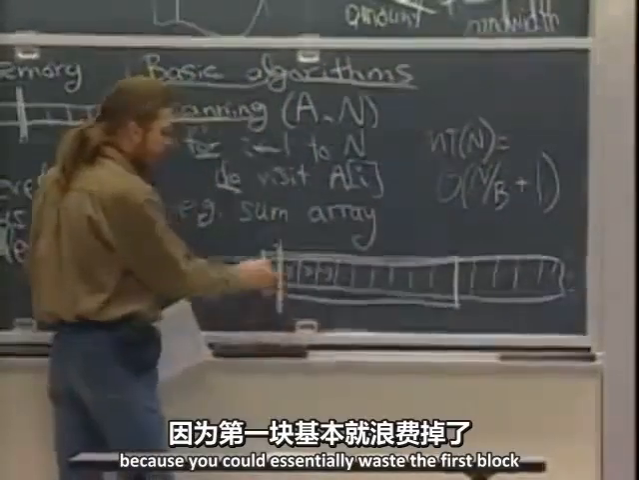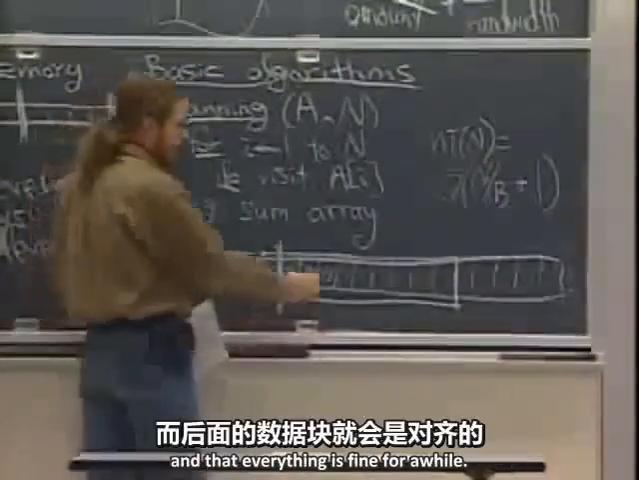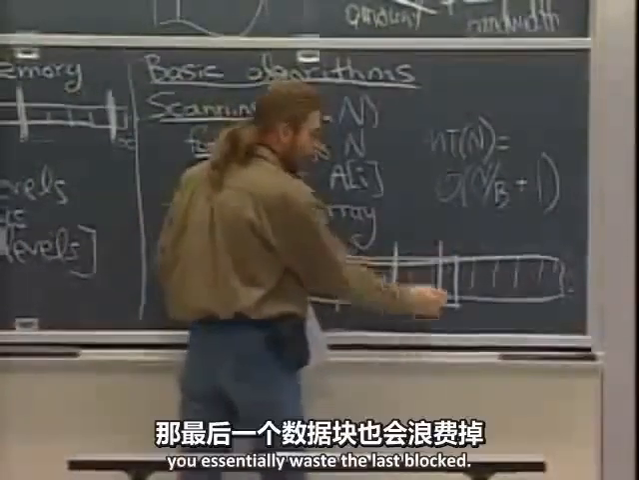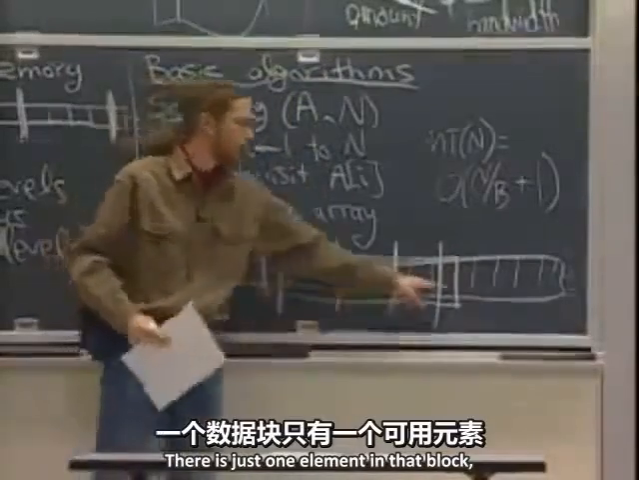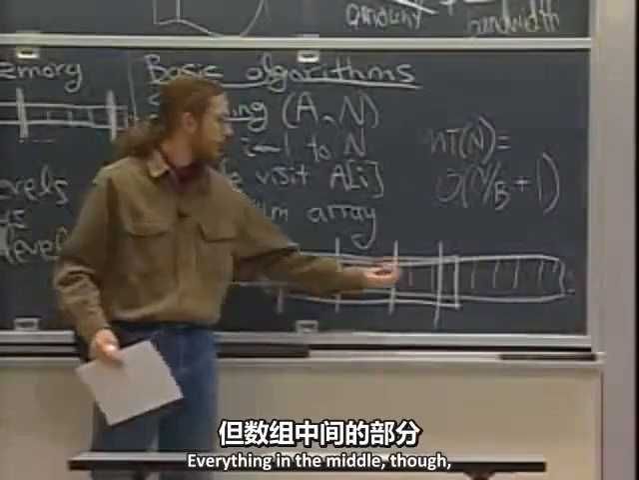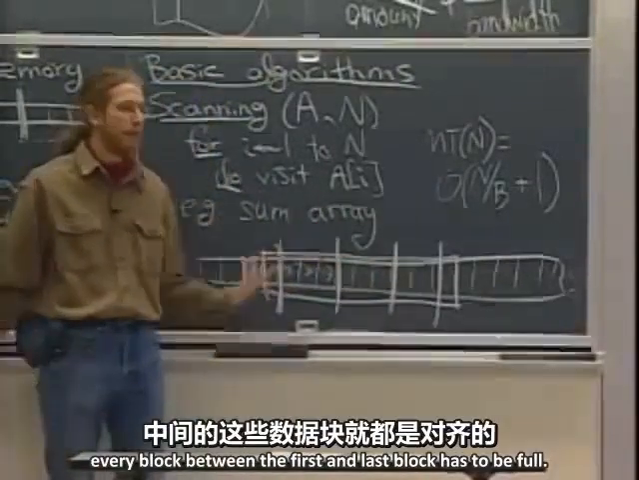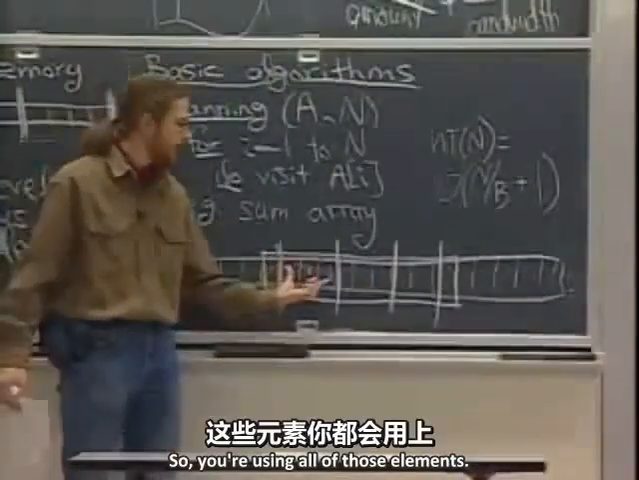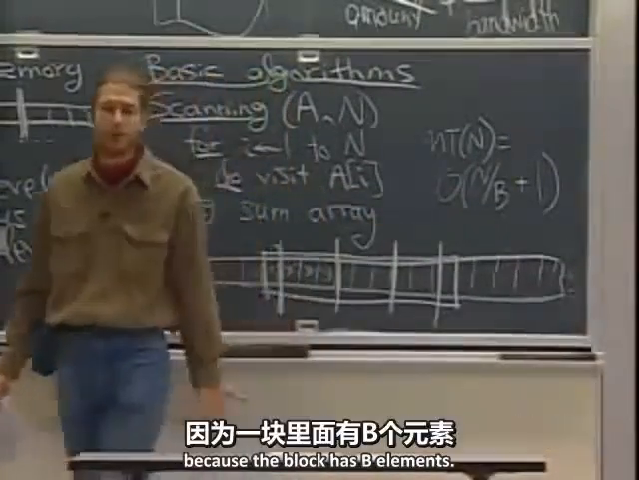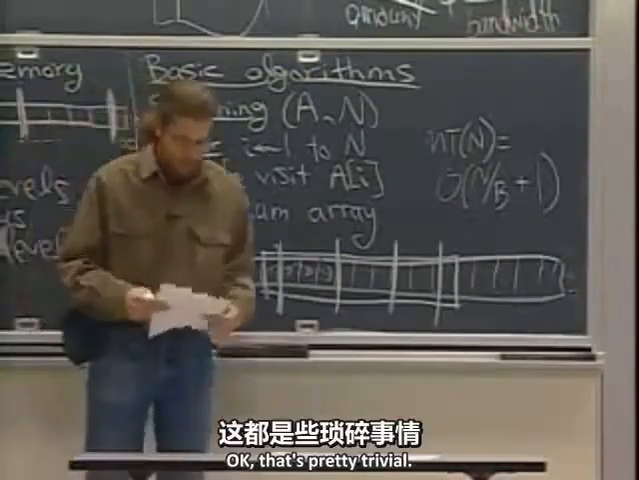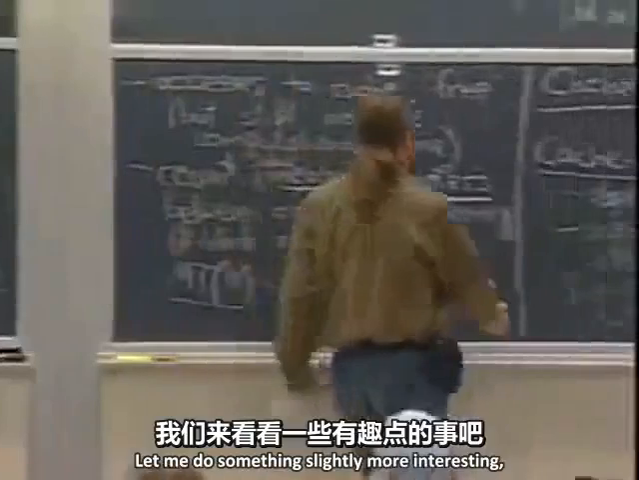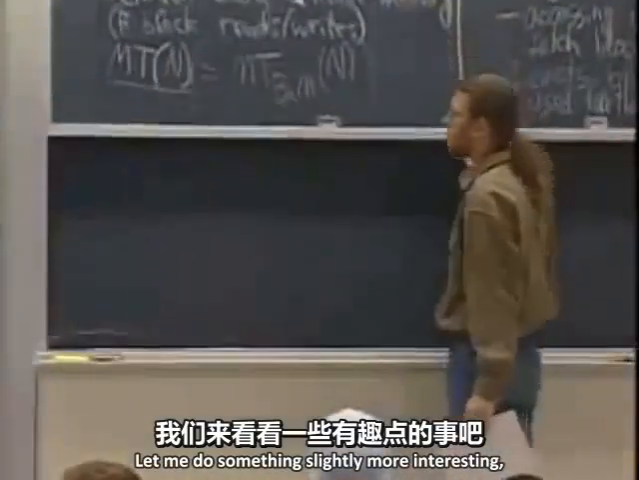Because you could essentially waste the first block, and then everything's fine for a while. And then if you're unlucky, you essentially waste the last block. There's just one element in that block, and you're not getting much out of it. Everything in the middle, though, every block in between the first and last block has to be full. And so you're using all of those elements. So out of the n elements, you only have n over b blocks, because the block has b elements. Okay? That's pretty trivial. Let me do something slightly more interesting.